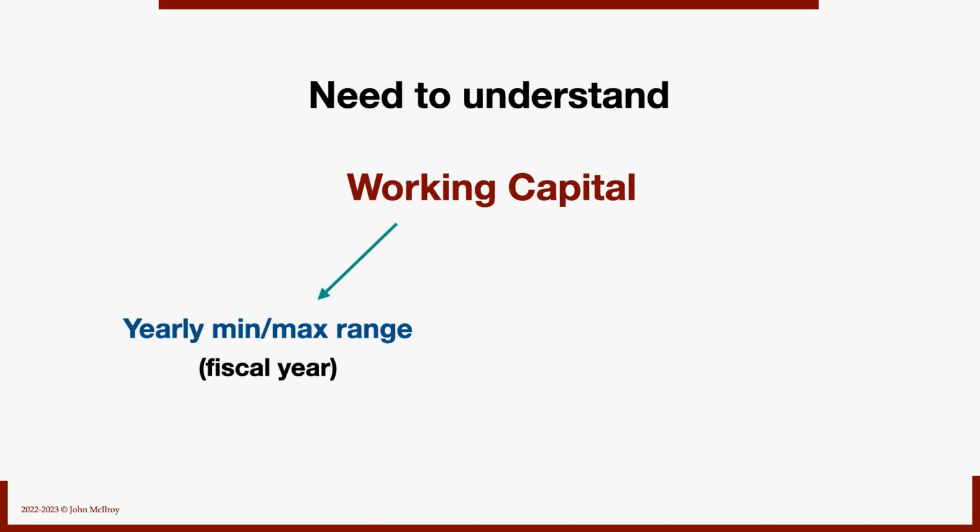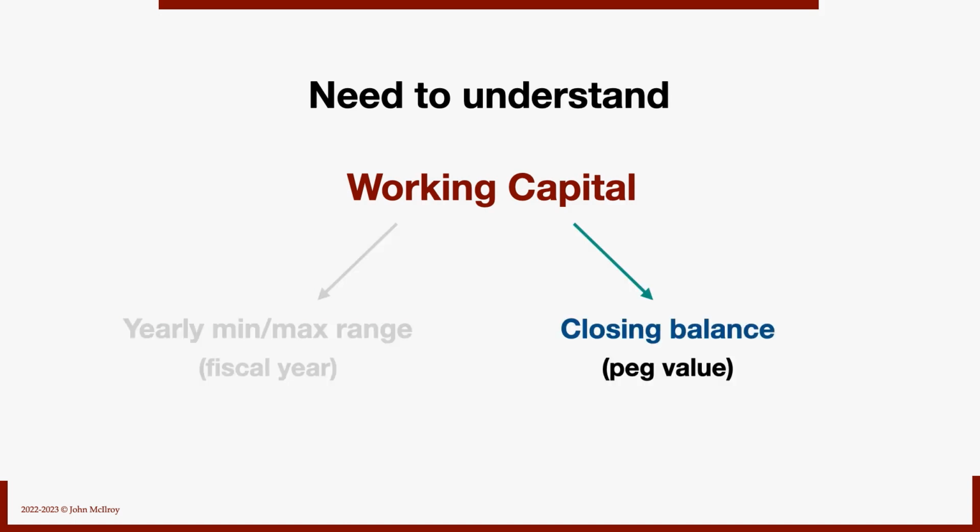And we have two interests in working capital. The first one is trying to understand the yearly min-max range for the fiscal year. What is the fluctuation in working capital over the course of the year? Working capital is an asset. It has to be financed. And of course, we're also interested in understanding what the closing balance is going to be for net working capital, and we want to peg what that's going to be ahead of time in our letter of intent.